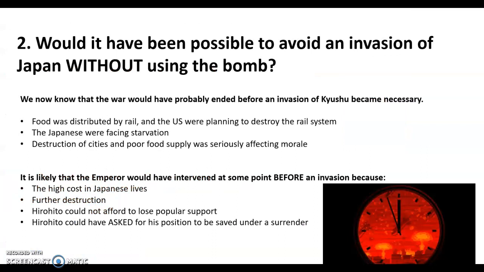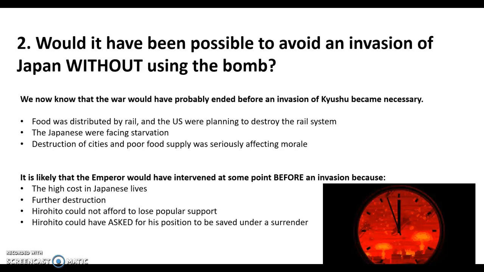Now, this is an important question. Would it have been possible to avoid invading Japan without using the bomb? Because Stimson's argument is basically we dropped the bomb, so we didn't have to invade Japan. And that sounds quite straightforward, right? But what we know now is that the war would have probably ended before it was necessary to invade Japan.